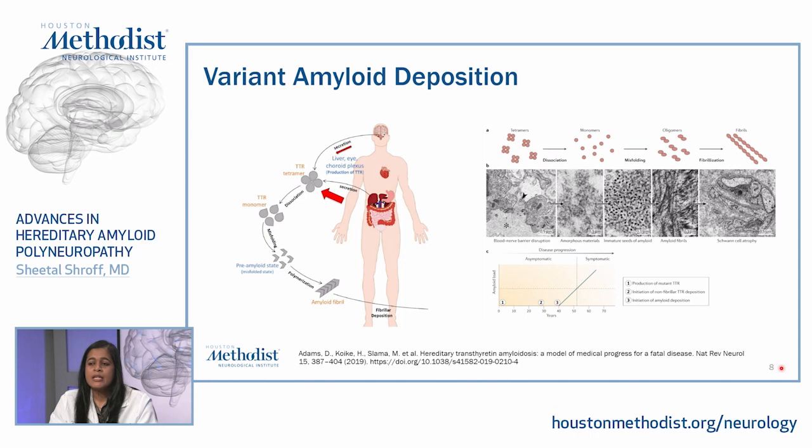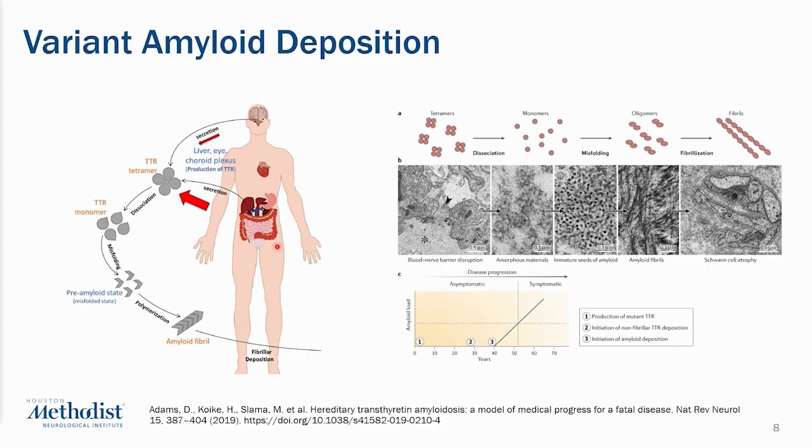Pathogenic mutations decrease the stability of this TTR tetramer and enhance its dissociation into monomers, as seen here in the picture and then in the second figure here. And these monomers self-aggregate in the extracellular space, leading to formation of non-fibrillar soluble oligomers and protofibrils that assemble to form insoluble amyloid fibrils. Again, as shown here in the picture, these fibrils cause tissue damage.